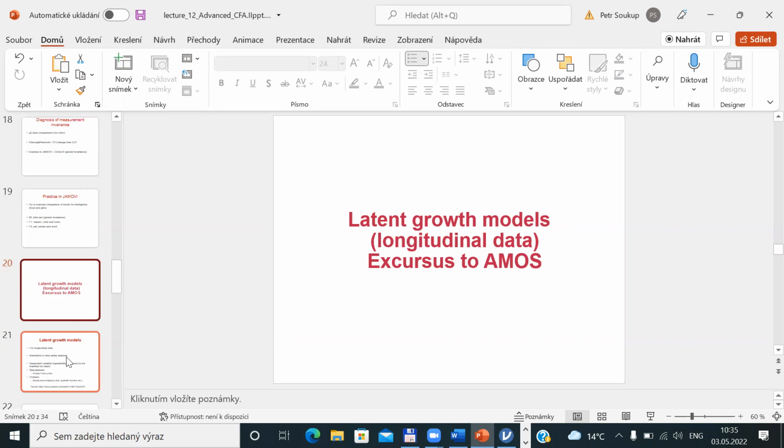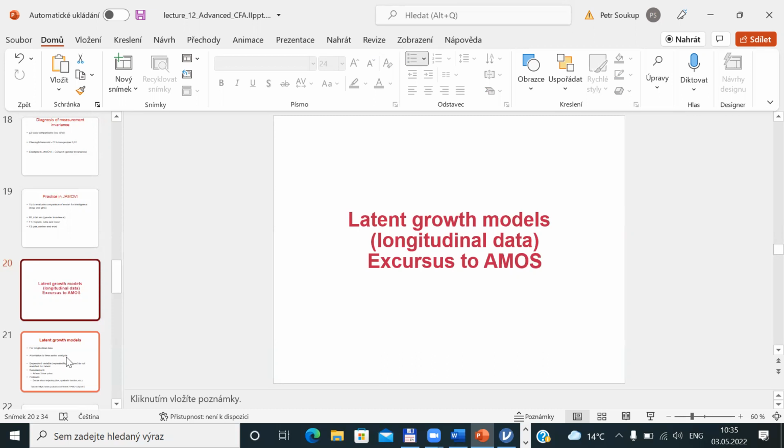So I would be briefly discussing latent growth models. It means models that are prepared for longitudinal data. If I observe repeatedly some phenomenon indirectly, I can somehow use the CFA framework too, and of course I can use structural equation modeling software. Here I would switch, as I promised, to Amos as an alternative software package.